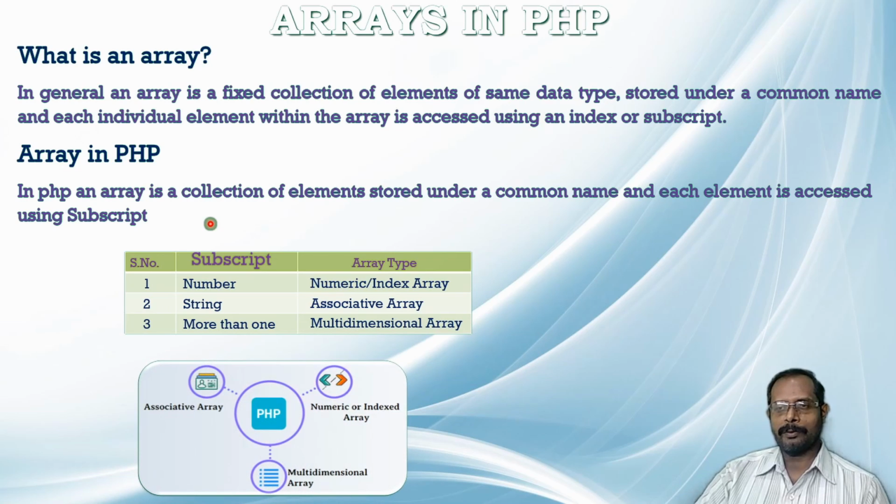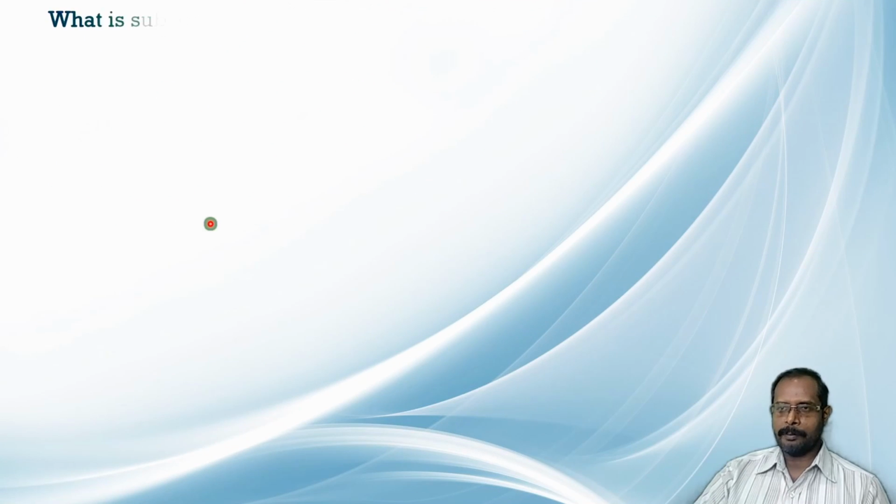So this diagram also says that there are three types of arrays: associative array, numeric or indexed array, and multidimensional array. We have been using the word subscript in many places. Now let us see what a subscript actually is.